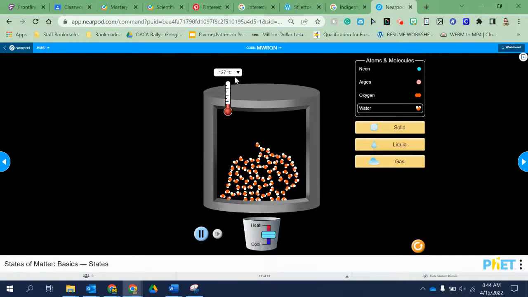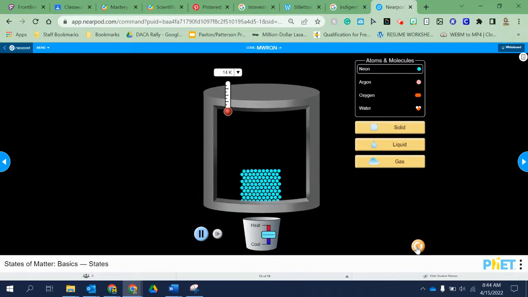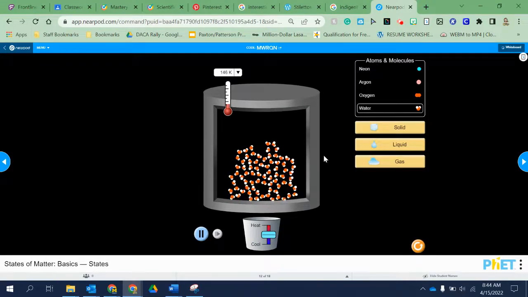But you can see right here at negative 127 degrees, and let me start this over again, you see that they're kind of stuck in place. And let me make this even colder. But even though they're stuck like that, they're still kind of vibrating, right? You see that vibration that we were talking about. But the colder you get it, the slower it moves, right? This is what you call kinetic energy. It just means energy of motion.